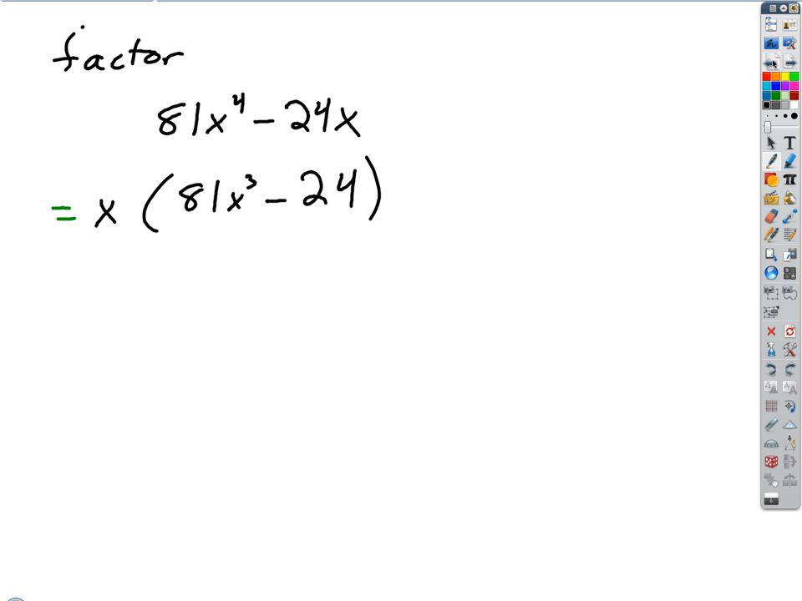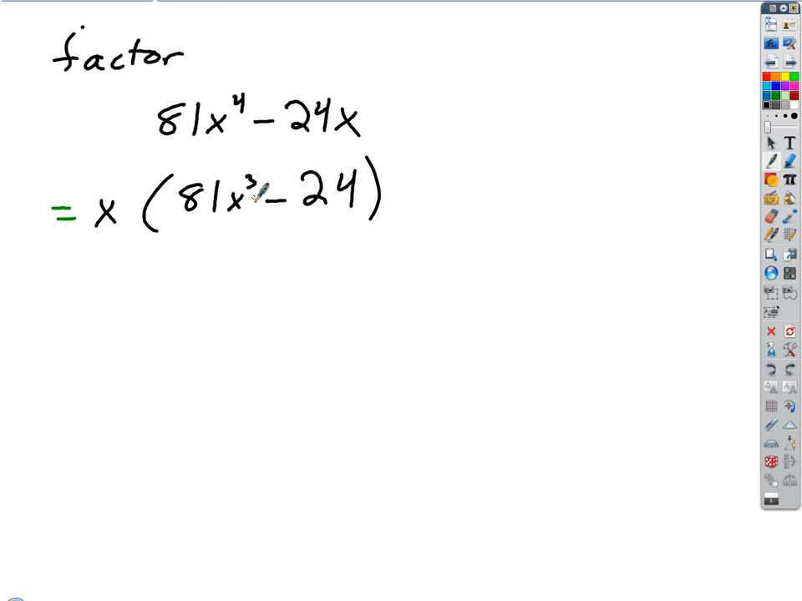That's it, right? So what's the only pattern that could potentially fit? Is it a sum or a difference pattern? Difference, and it's a difference of? The only one it could possibly fit would be cubes, because I've got an x cubed there. But the numbers don't really fit very well, do they? Is 81 a perfect cube? No. Is 24? No. Any suggestions?